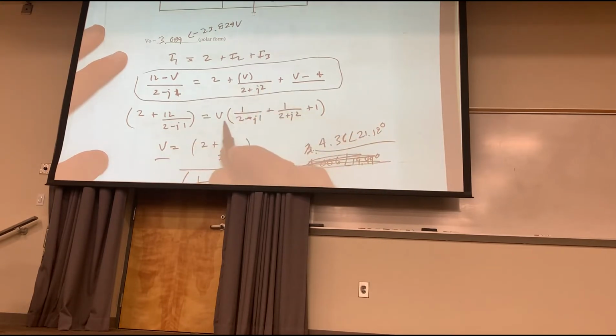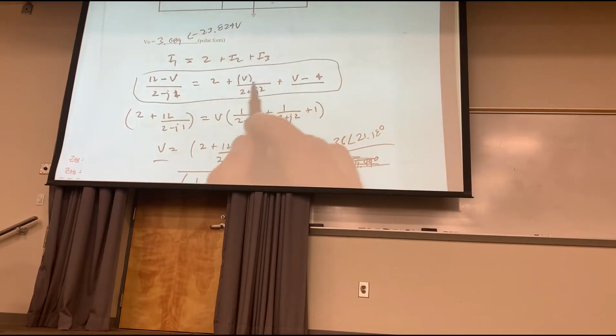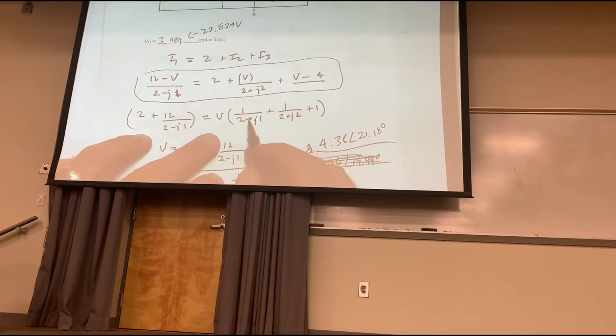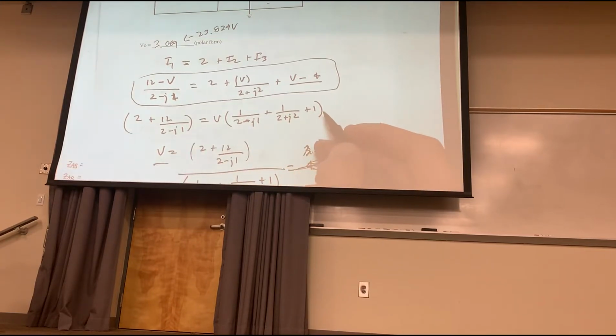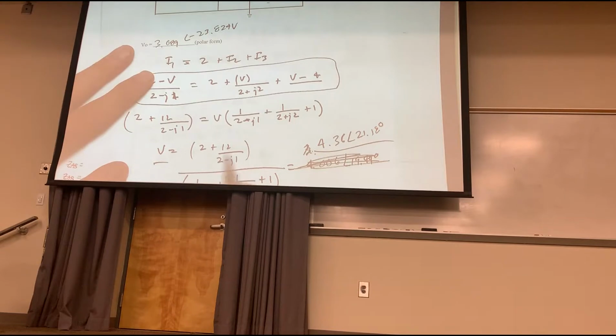Then I take the coefficients of V, so I have to take the minus V over 2 minus J to this side, makes it plus V, 2 minus J. Factor out the V, I got 1 over 2 minus J plus 1 over 2 plus J plus 1. You can do complex numbers there, just get a single number there if you want. Doesn't matter how you do it. Finally, when you go ahead and solve for V, you have 2 plus 12 over 2 minus J over this, which is this coefficient, and it equals this.